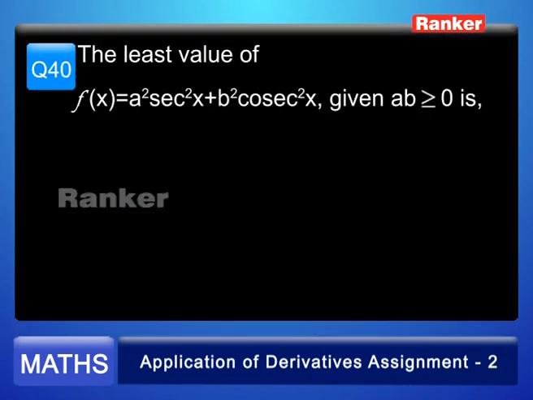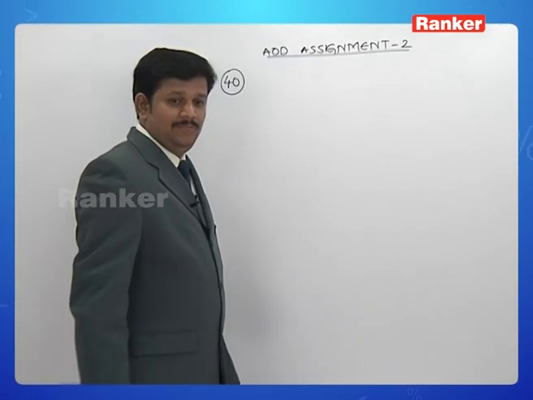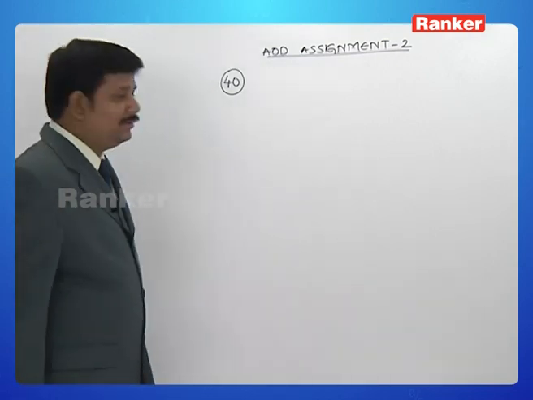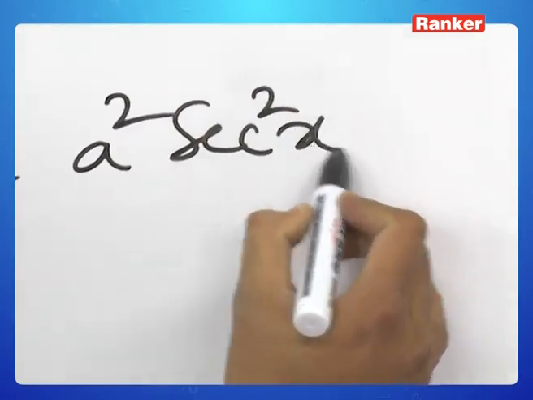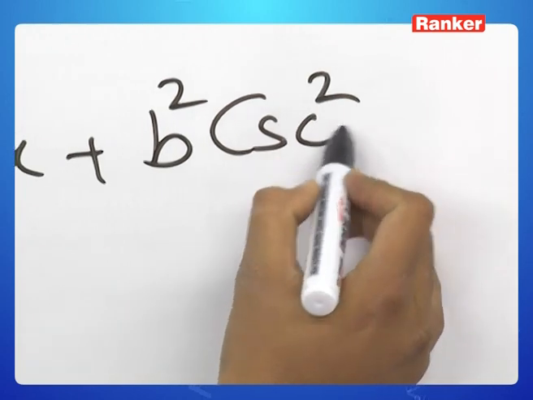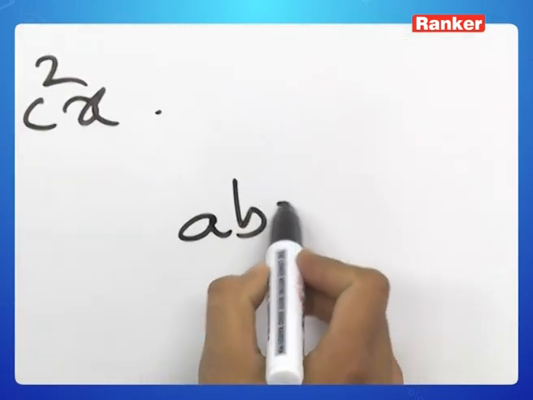Next question, the least value of f of x is equal to a square secant square x plus b square cosecant square x, given ab is greater than or equal to 0, is option A, a plus b whole square, option B, a plus b whole cube, option C, 2 into a plus b whole square, option D, none of these. We have to find the least value of f of x is equal to a square secant square x plus b square cosecant square x, and it is also given that ab is greater than or equal to 0.